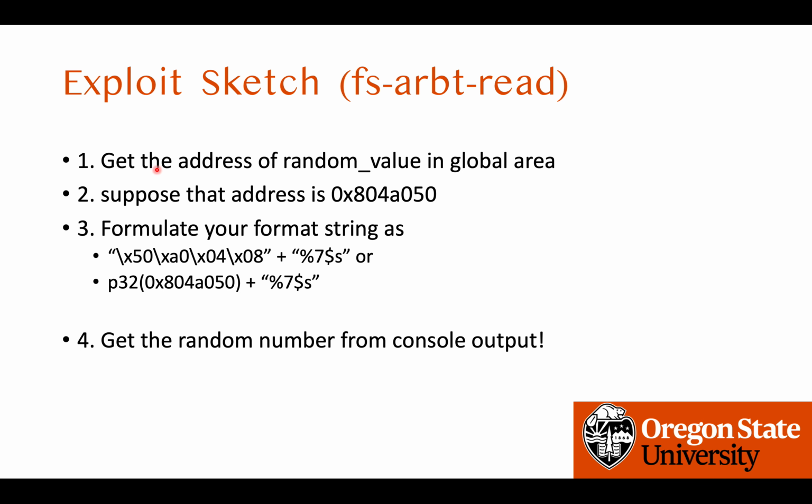So how can you do that? Get the address of the random value in the global area from GDB. And then suppose that address is 804A050, then you can formulate your format string with that value at the front of your buffer, then it will show up as an argument. And then you can put $7 if the 7th position is referring to this one. Or in pwntools, you can just use p32 to make this a string value. Yeah, an integer as a binary string. Yeah, and then you can get the random number from the console output as a text string.